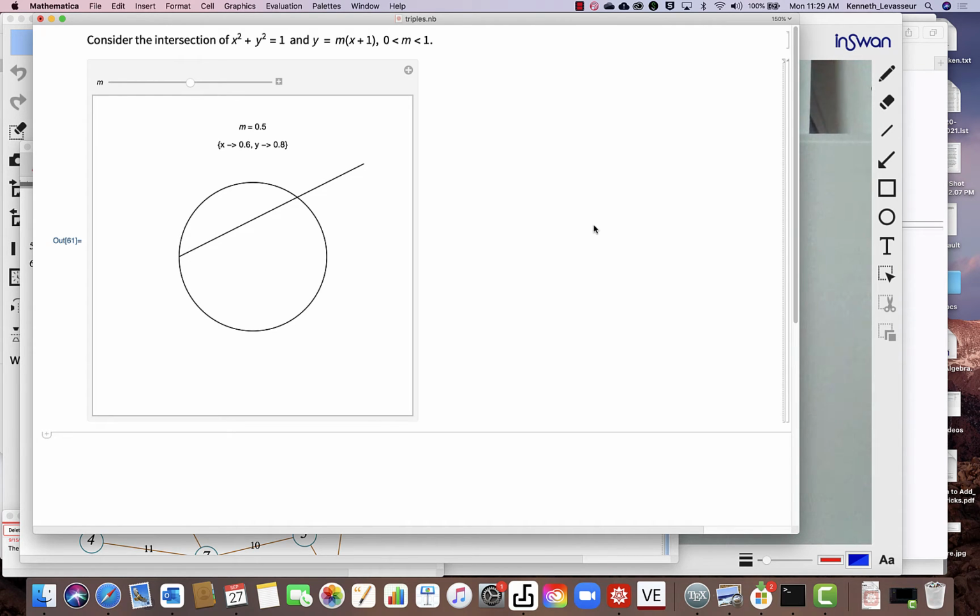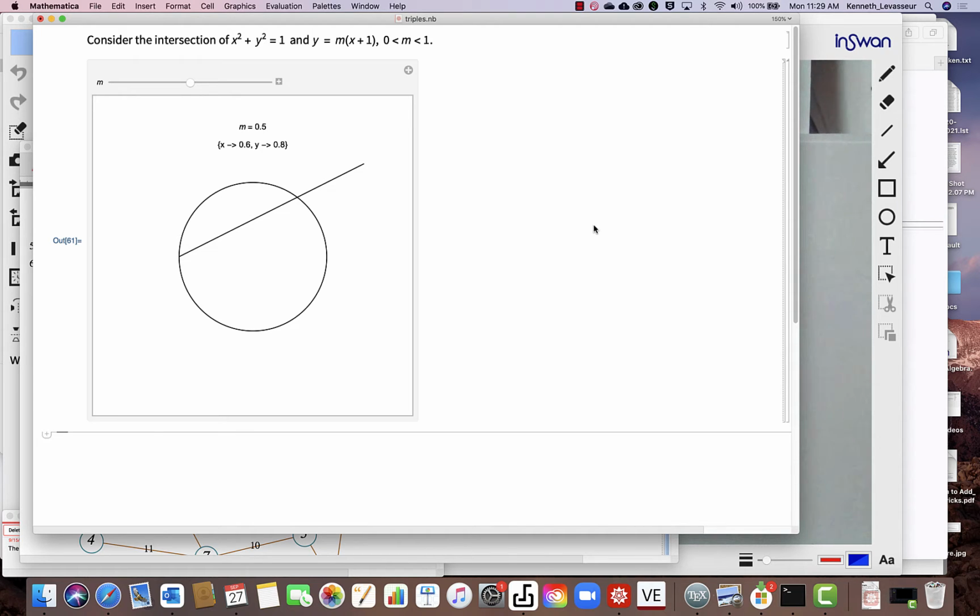Hi. There are several ways to generate Pythagorean triples, and here's, I think, my favorite. The video by Michael Penn is maybe the more standard one, but here's how you can generate them.